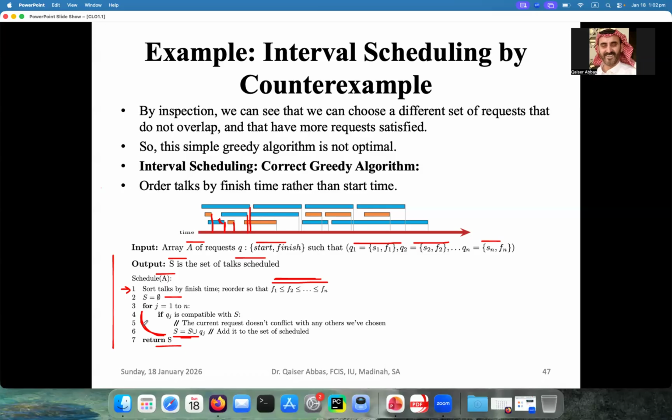Any question up to this point? Understood?